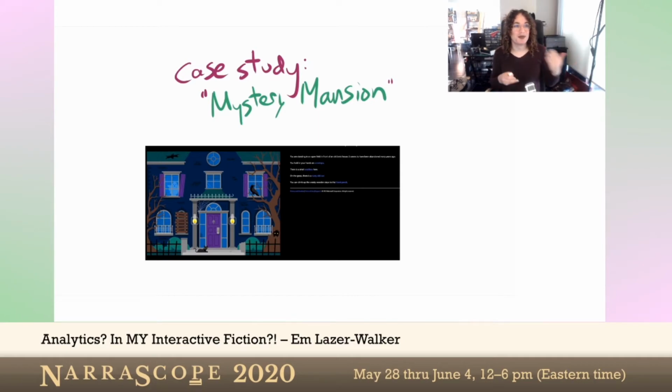So to ground this, I'm going to talk a bit about a project that I worked on at my day job, which was a little Twine game that's essentially a short escape room. So you're in this spooky old house and you need to solve a bunch of puzzles. Not groundbreaking by any means, but cute.